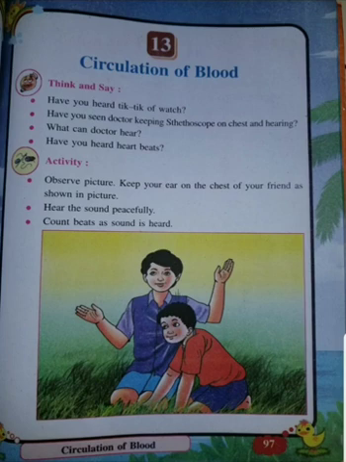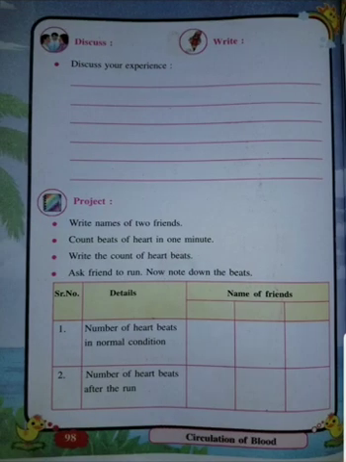So your activity is given. Observe the picture. Keep your ear on the chest of your friend as shown in the picture and hear the sound peacefully. Count the beats as the sound is heard. So this is an activity for you. This is just a warming up of the lesson, children. From this we'll understand the flowing of the blood, that it starts flowing from the heart to the various parts of the body, and that heartbeat is the pumping of the heart, and those beats we listen to when we hear it carefully. Now come to the next page, children.